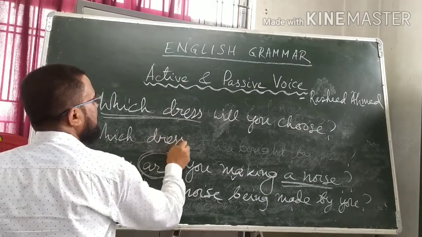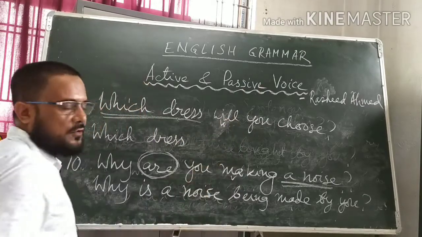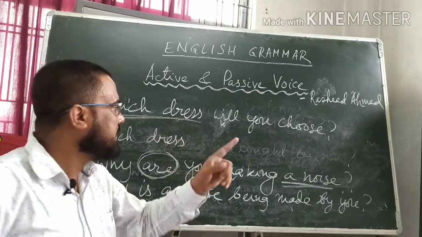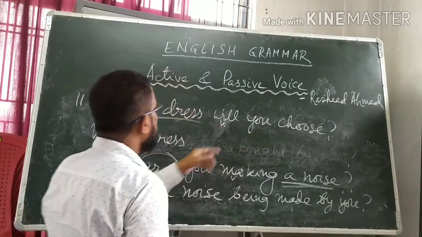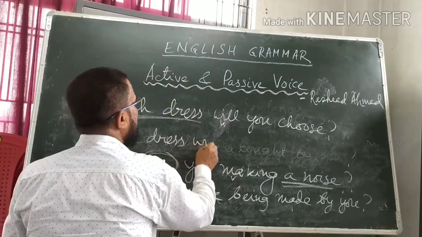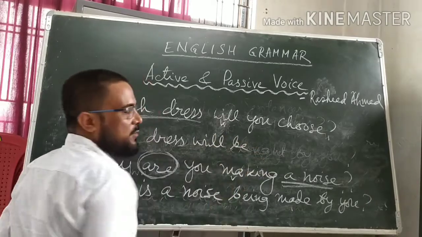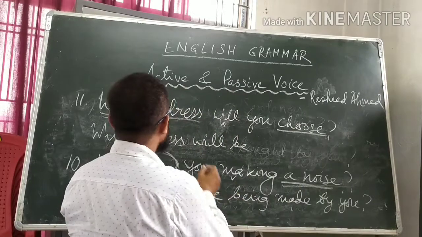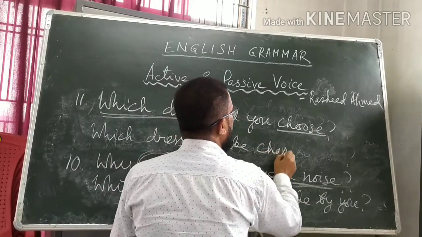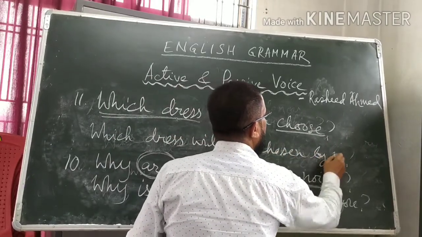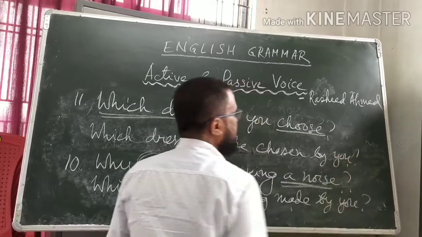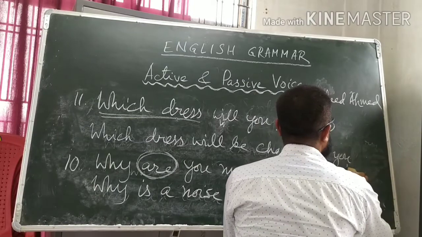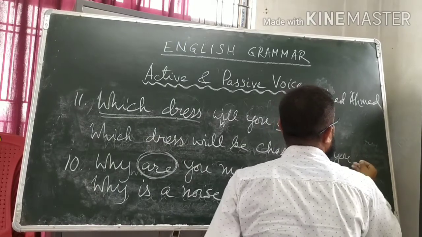Which dress? Will is there. It means in passive also shall or will be used, and then be will be used in the base form. Which dress will be, then the past participle of the main verb. The main verb is choose. Its past participle is chosen. Which dress will be chosen by you? These are the WH questions whose passive voice we have made from active.